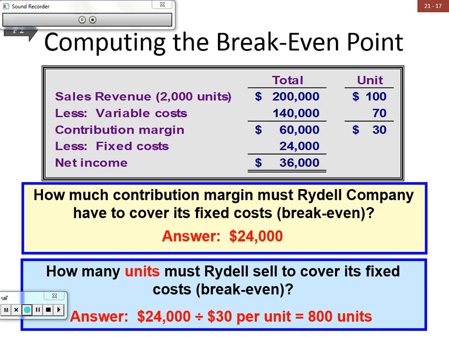Okay, so computing break even. They had sales revenue of $200,000, right? And in order for us to get break even, what do we need to do? Fixed costs were about $24,000. That's what they're showing you, right? How many units must Rydell sell to cover its fixed cost, break even? If you're taking the $24,000 fixed cost dividing by the contribution margin per unit, you're going to get 800 units. So what that means is they cannot sell below 800 units. Otherwise, they won't even break even.